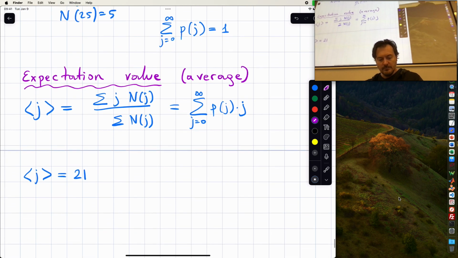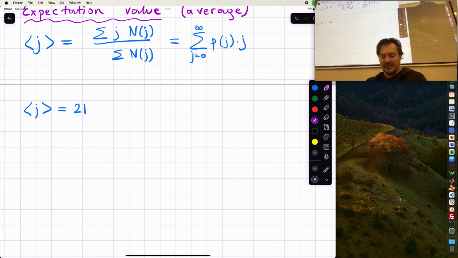Okay. Expectation value is average. There is no difference. Just some name that we gave to something, and we will regret it forever. Okay. So, for example, let's find average. From now on, I will call it average. But if somewhere in literature you see expectation value, you will remember that it's just average. So, average of J is 21.